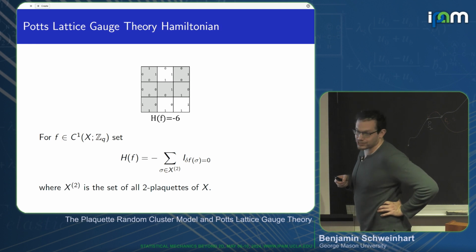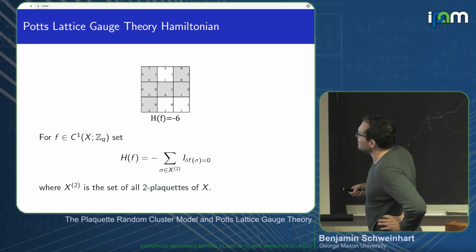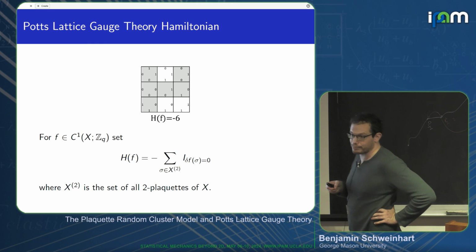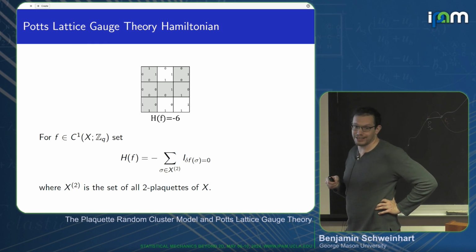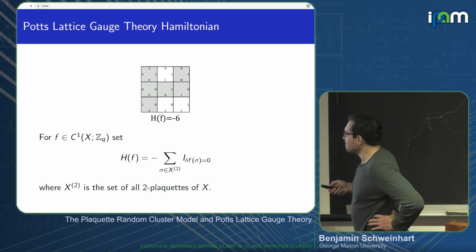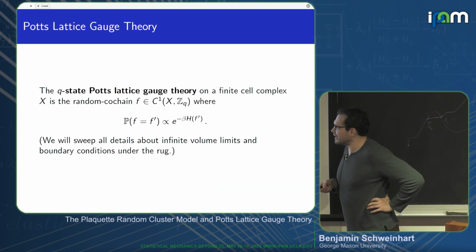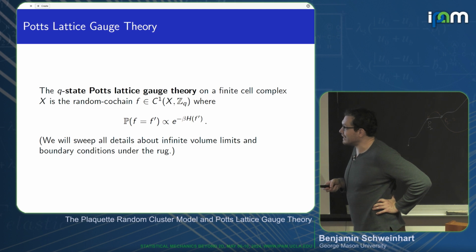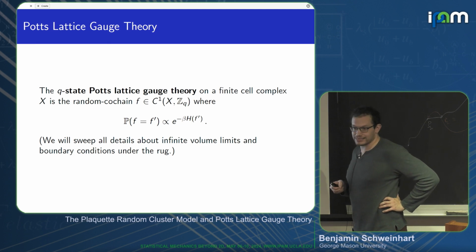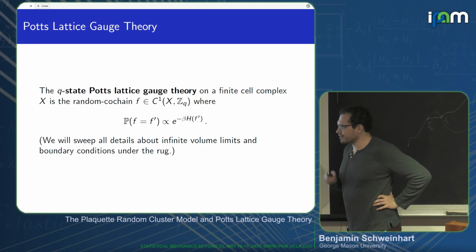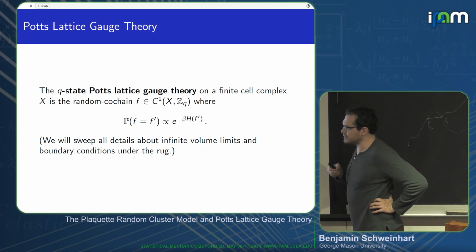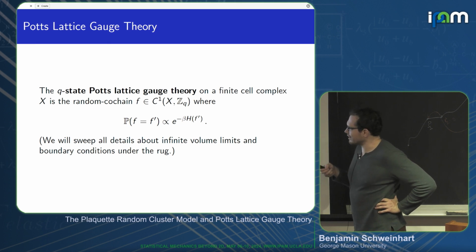Here is another picture for Z2 rather than ZQ. You can count up and see that exactly the plaquettes shaded gray are the ones where the coboundary vanishes. So our Hamiltonian gives us the value of -6. That allows us to define Q-state Potts lattice gauge theory as a random 1-cochain, given by this Gibbs measure. In my talk, I will be stating some theorems for Potts lattice gauge theory on Z3, and also on Zd, on general cell complexes, some of which may be infinite.